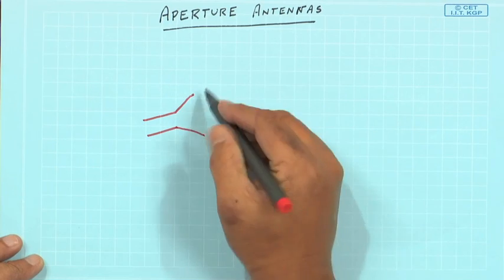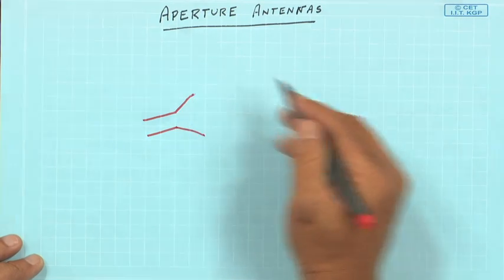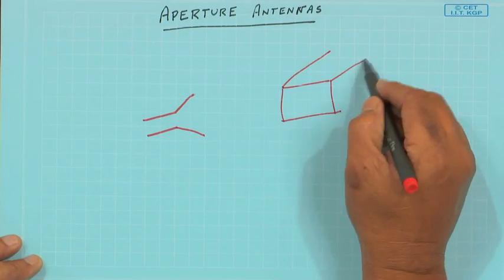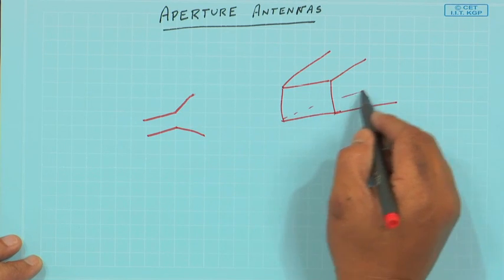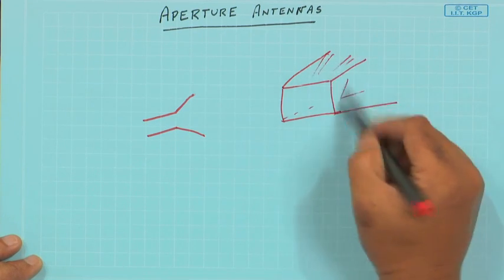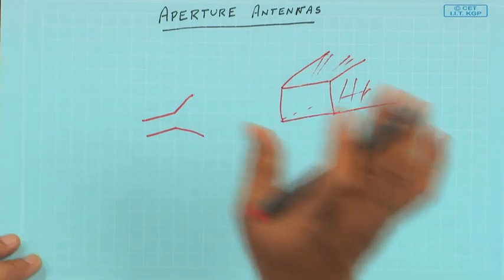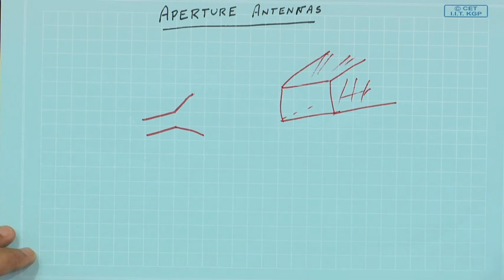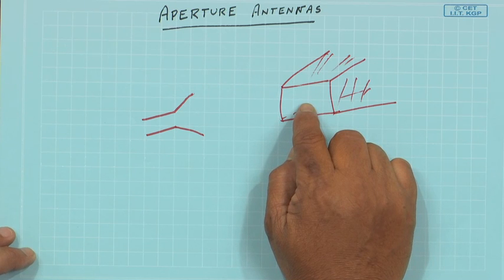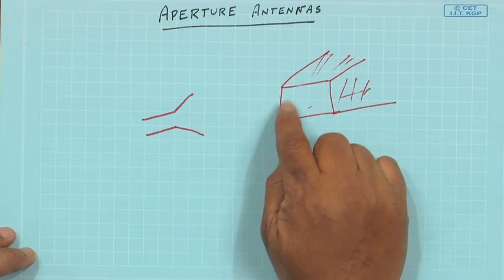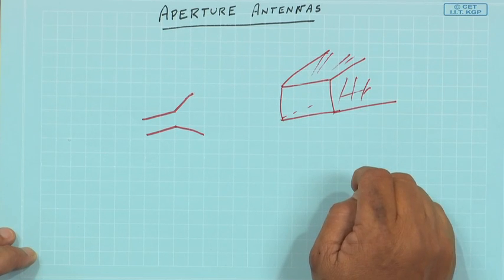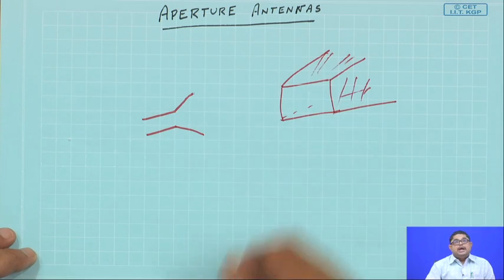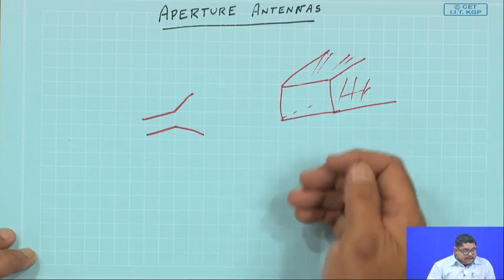Suppose I have a horn antenna. So, this is its radiating mouth, or if I see the front view, it is something like this. So, these are all metals, and suddenly there is nothing there. So, there is no conduction current. We cannot find out the conduction current on an aperture. But there is an electric field created here because of whatever source excited it. So, aperture antennas are analyzed by the field distribution on the aperture. We will see that.